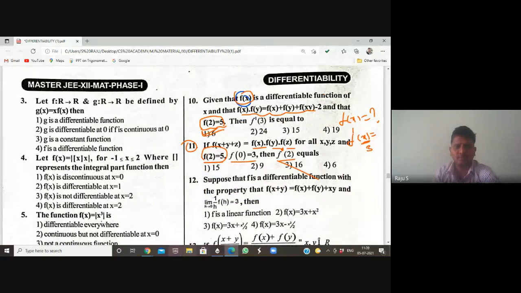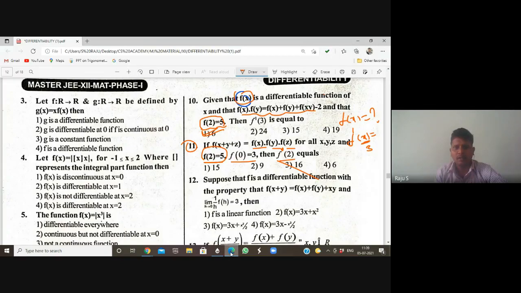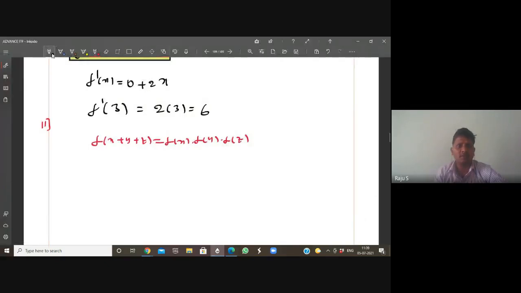In this question, in 2 ways again we'll do the answer. Tell me student, what is the condition they given? f of x plus y plus z is equal to fx, fy, fz. Right, f of 0 value they given. So why do you substitute term? Let's see what will happen.